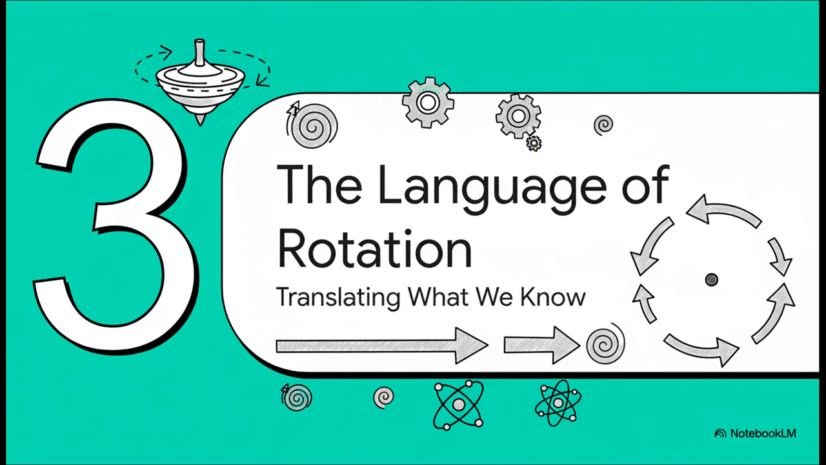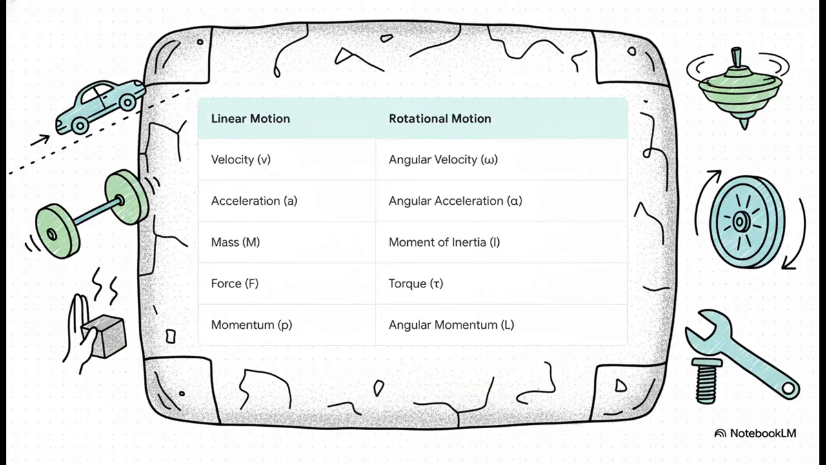Okay, so we have our object and we know how to find its center. Now for the really cool part. This is where we learn that new language I was talking about. We're literally going to translate everything we know about normal, straight-line motion into the world of spin. Now this table right here, this is our Rosetta Stone. Don't worry about the Greek letters, just look at the concepts.